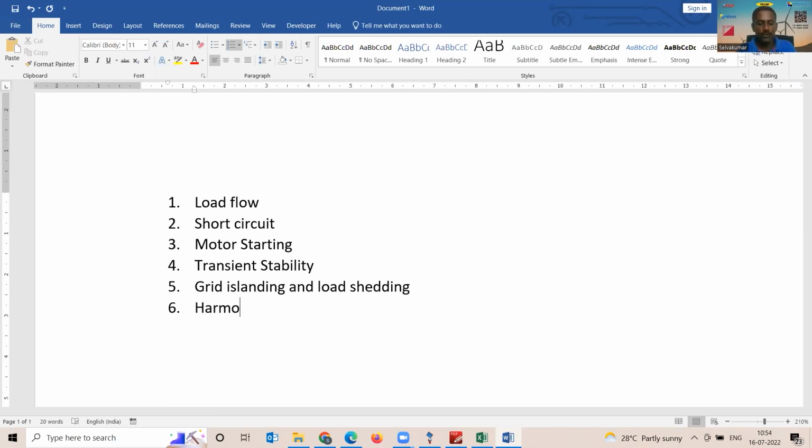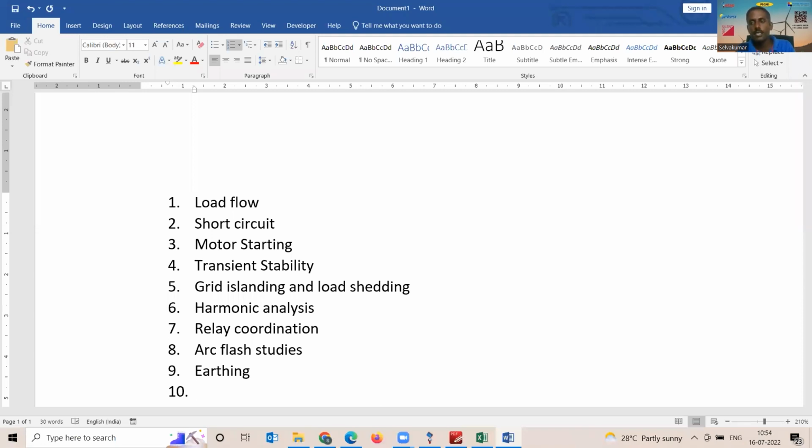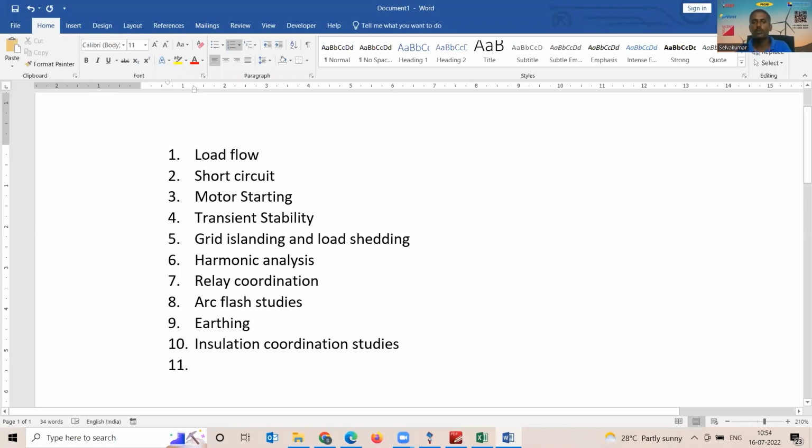You need to perform definitely a harmonic analysis because you have an arc furnace and you have to size the filter. You need to perform a relay coordination. You need to perform maybe arc flash studies. Needless to say, you have to perform earthing studies for the 110 kV yard, and in case it is required, you need to perform an insulation coordination study. It may not be really mandatory, but if the length between the switchyard and the transformer is more, then you need to perform an insulation coordination study.